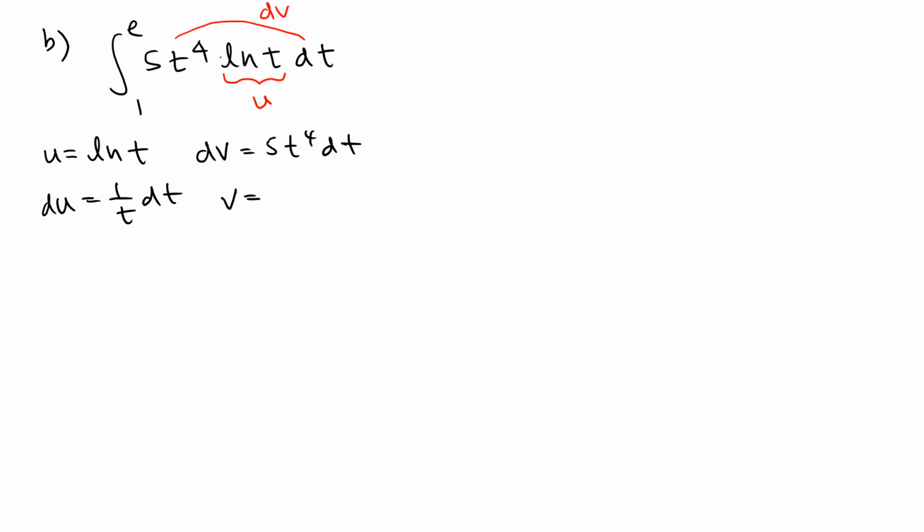Take the integral. If you take the integral, you increase the power by 1 to 5 and divide by 5, so you get t to the 5. Very simple. Now we're going to plug into the formula: uv minus the integral of v du. And then you also need to plug in the values, so it's going to be e and 1, e and 1. So that's what you get.